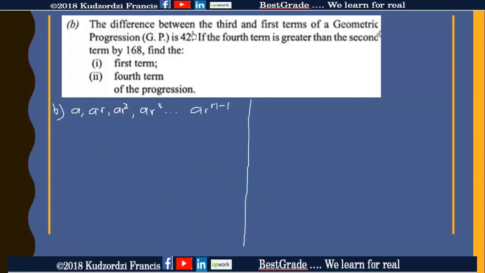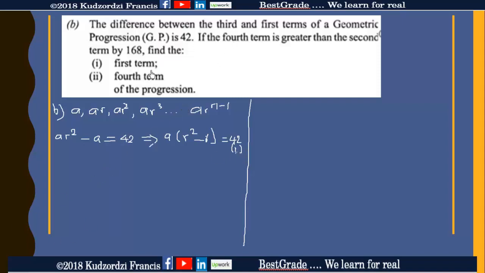Now they are saying that the difference between the third and the first term is 42. So this minus this is 42. So we have ar squared minus a is equal to 42. We can rewrite this as a into bracket r squared minus 1 is equal to 42. So let's call this our equation 1.